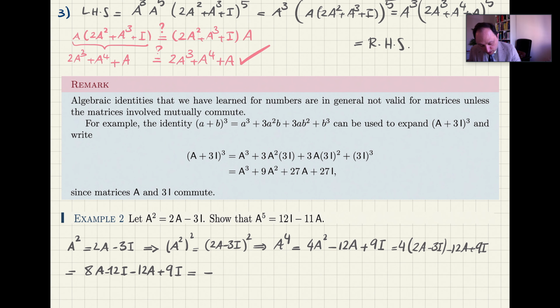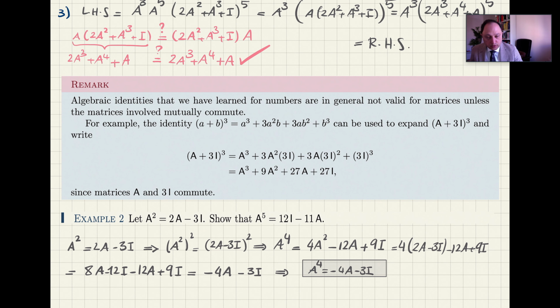So it becomes minus 4a, because 8a minus 12a is minus 4a. And then I have minus 3i. So then this, if I want, I can write it as a to the 4 is minus 4a minus 3i. But I'm not finished yet because I need a to the power of 5.